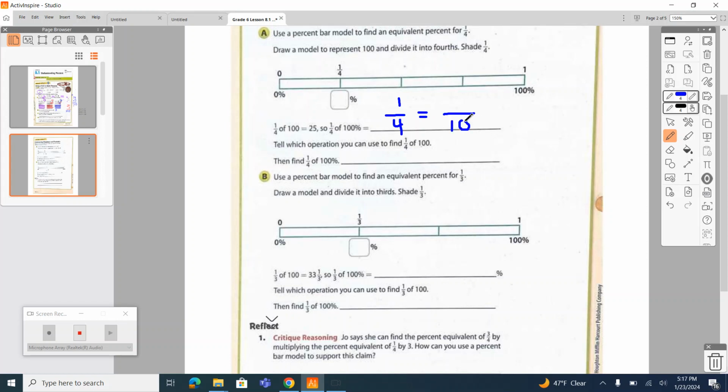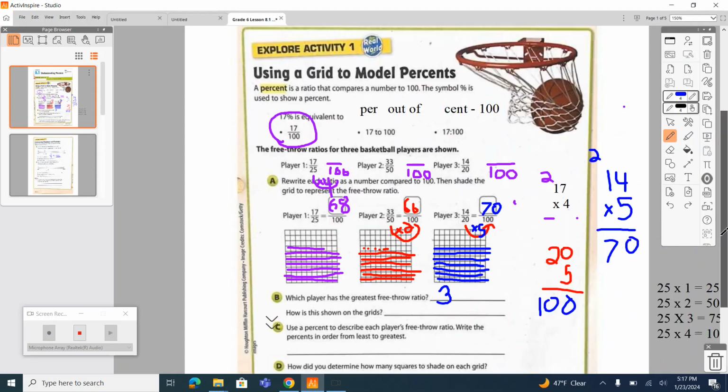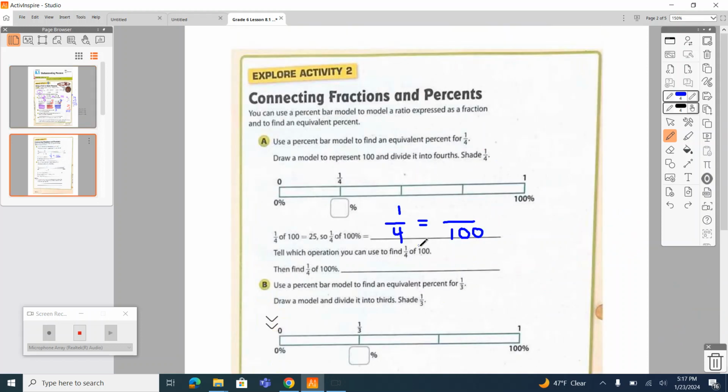We did this on the last page, go back. You always want to have your work kind of organized so you can look at it. We did this over here, this 25 times 1, 25 times 2, etc. And we found that 4 times 25 is 100. And 1 times 25 is 25%. 25 over 100 is 25%.